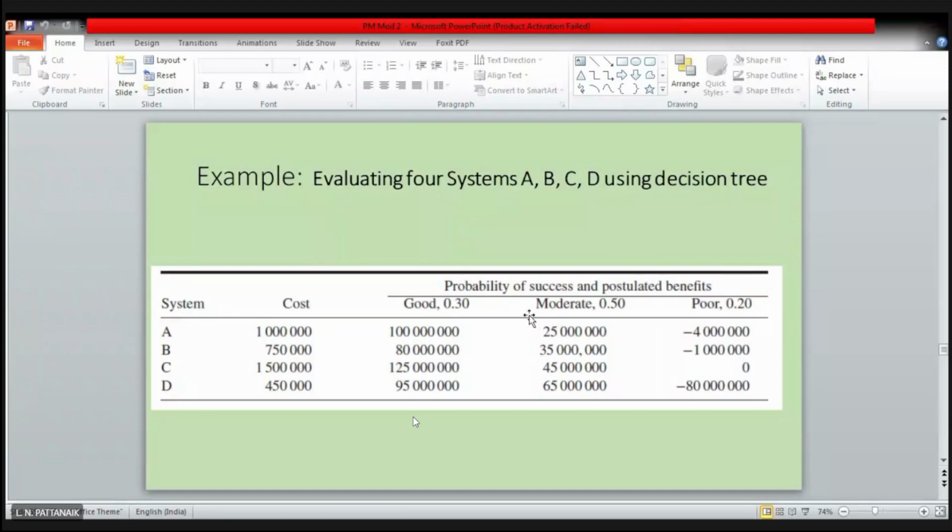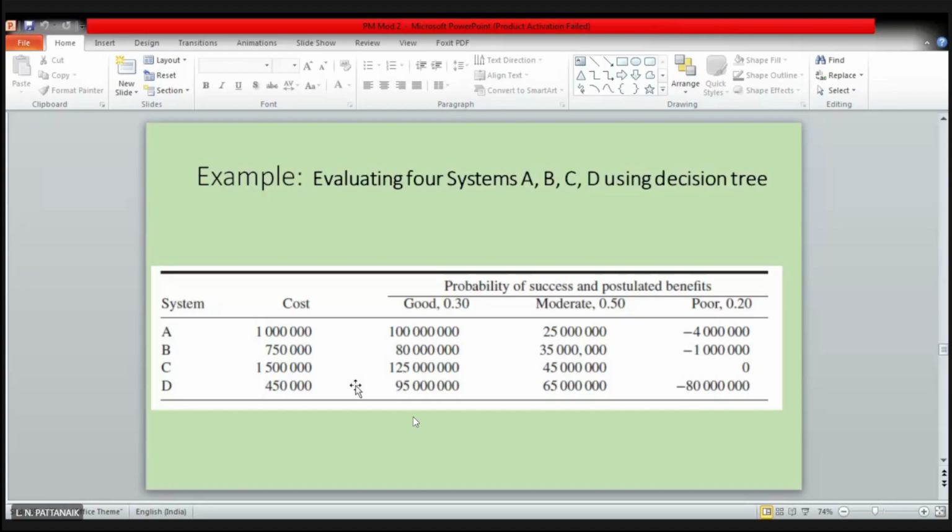Similarly, the probability that it will work in a moderate way is 0.5, and that benefit is given like 25 and 6 zeros. And the probability that it will behave poorly is 0.2. That is the probability of success, you can call it. And when it is behaving in a poor manner, it is in fact costing you negatively. It is not giving you benefit, but it is costing you. So that is -4 with 6 zeros. Similarly for all other systems.